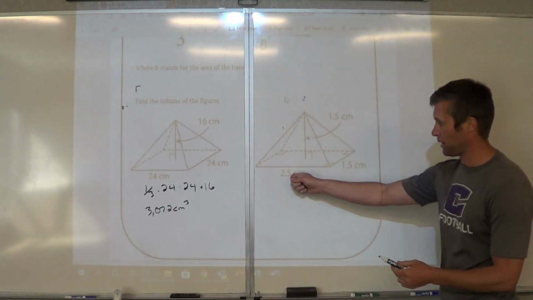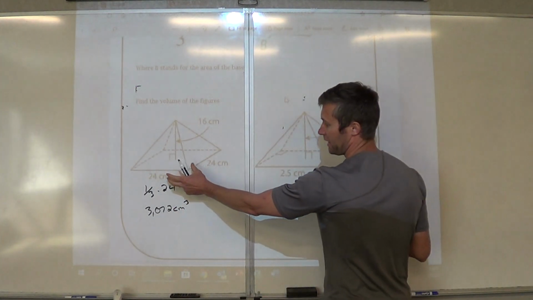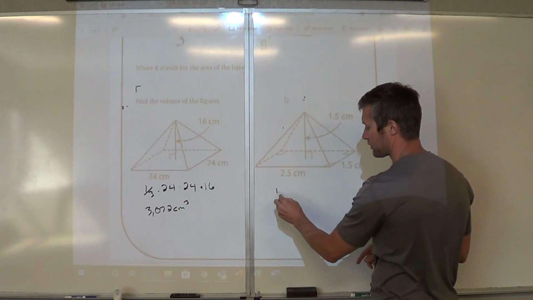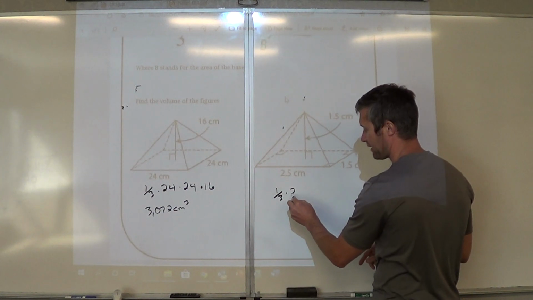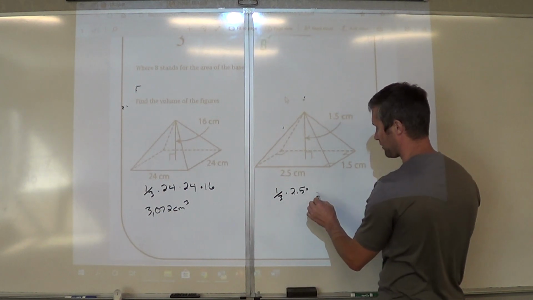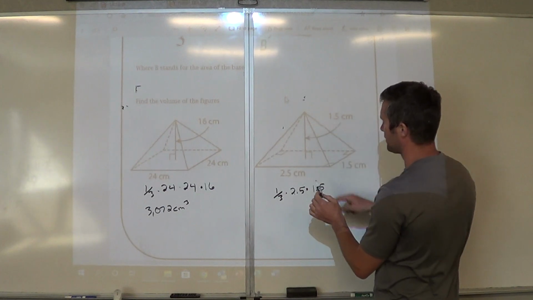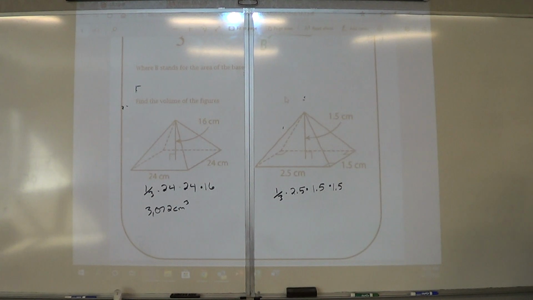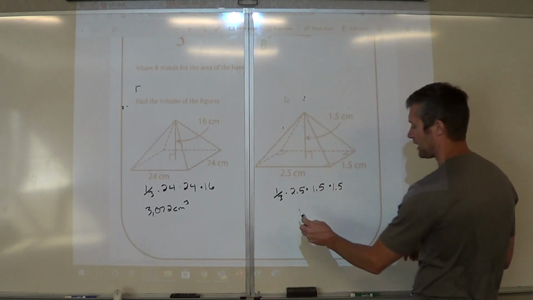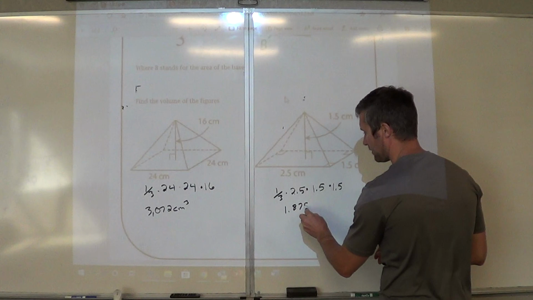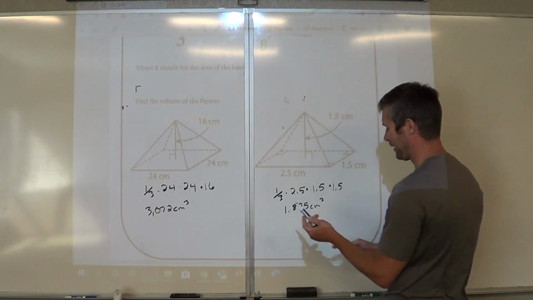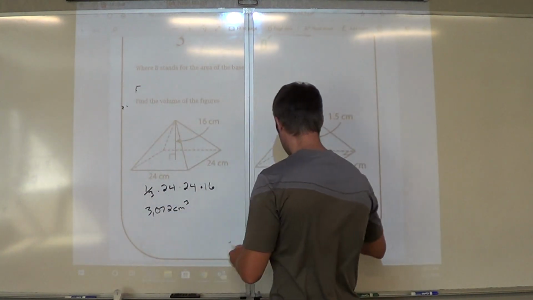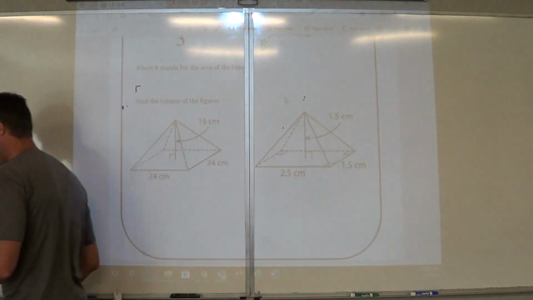Same idea here, my base right here. In this case we had a square base, now we have a rectangular base, but still length times width. So you go 1/3, the length, 2.5, times the width, 1.5, times my height of 1.5. And so when we do that, we get 1.875. And pay attention. If it said round to the nearest whole number, then we'd round it. So pay attention to rounding as you go through it.